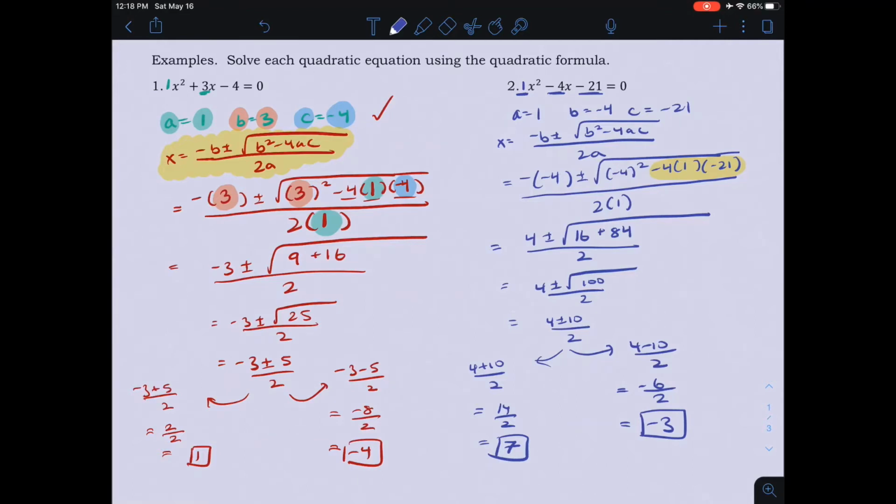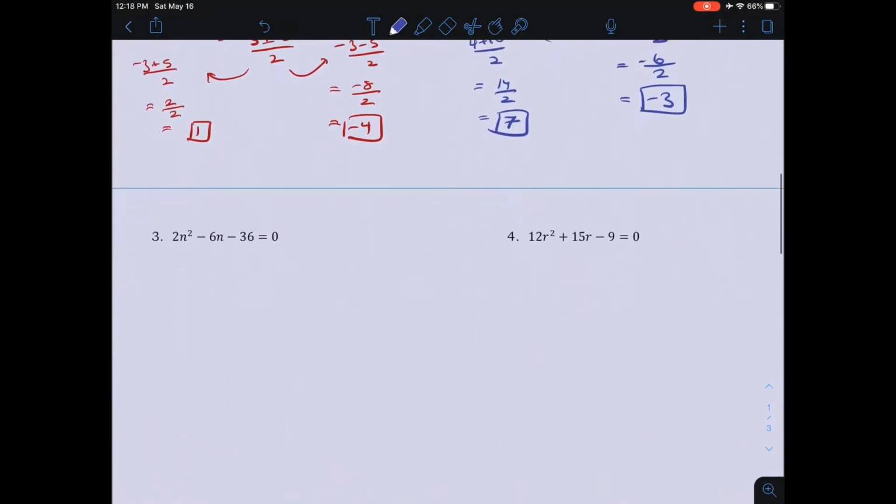And if you got 7 and negative 3, good job. If you made any mistakes along the way, not a big deal. Just learn from them moving forward, okay? But this is how we're going to be using the quadratic formula. We're going to look at a couple of examples now where they tend to get a little bit more complicated, and you'll see what I mean.